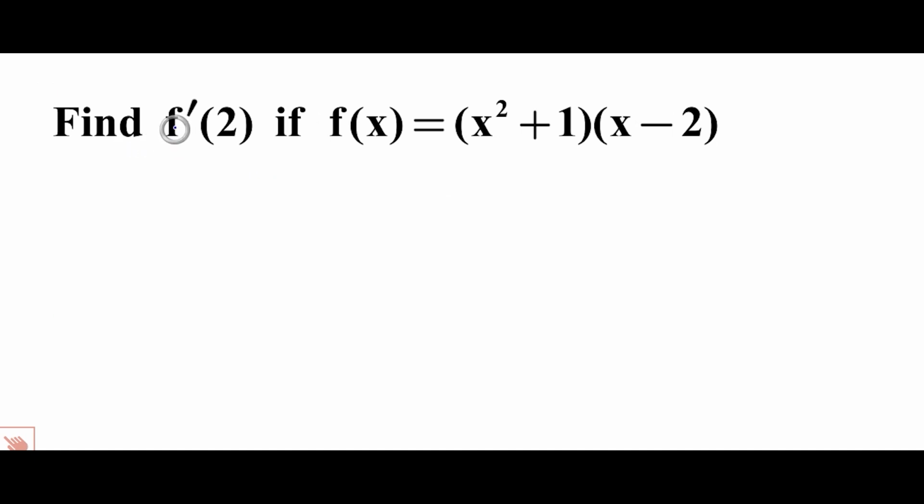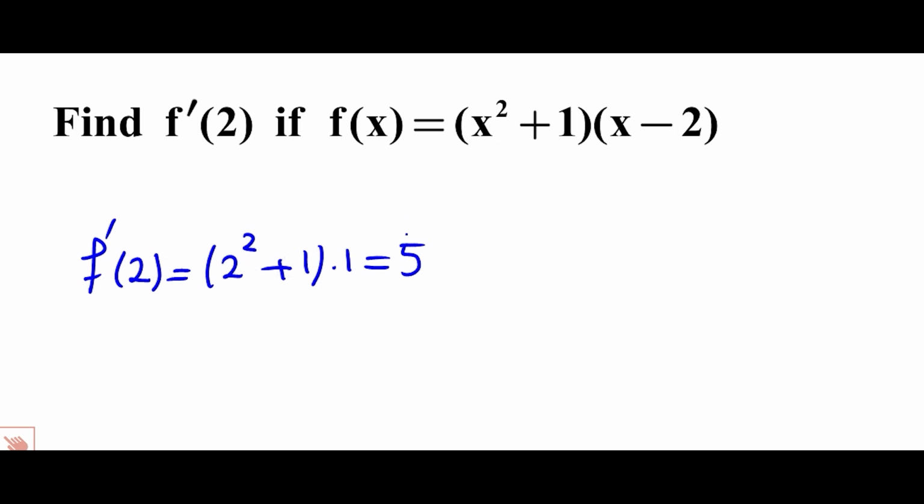For example, find f prime of 2 if f of x is equal to x squared plus 1 times x minus 2. At x is 2, x minus 2 becomes 0, so that part is the only part we really need to differentiate. And then for the rest, we just plug in the value of x. So f prime of 2 is equal to 2 squared plus 1 times the derivative of x minus 2, which is 1. So we have 2 squared plus 1, which is 5. That's it. It's very simple.